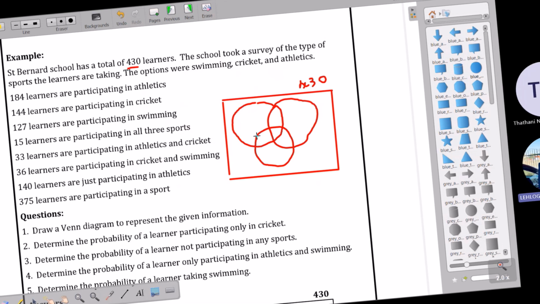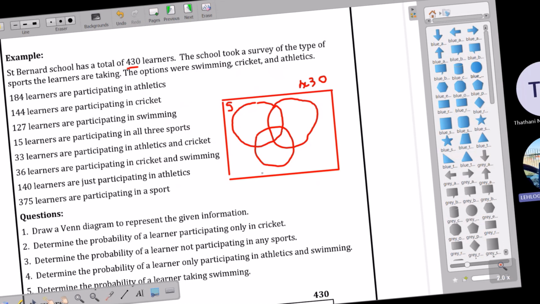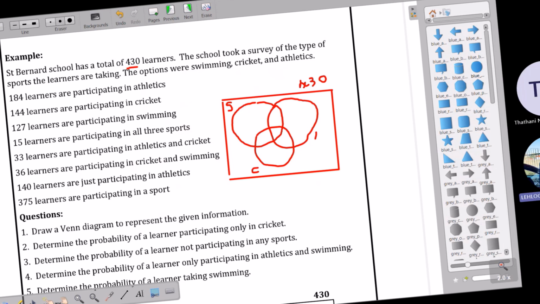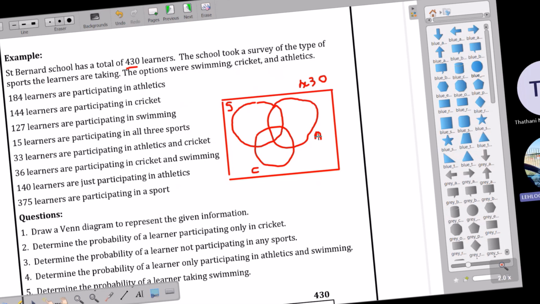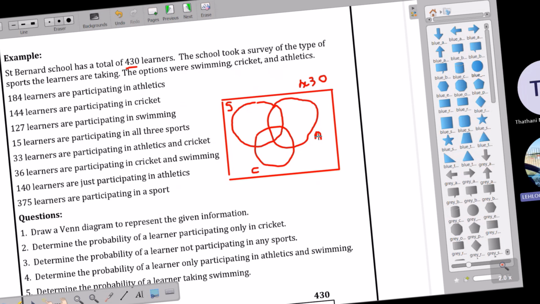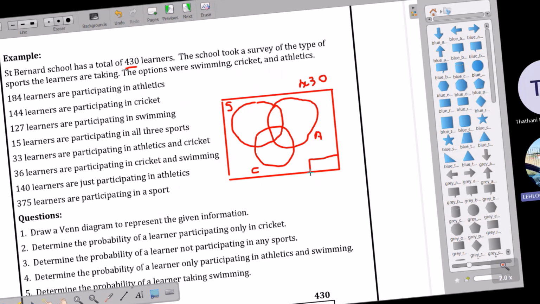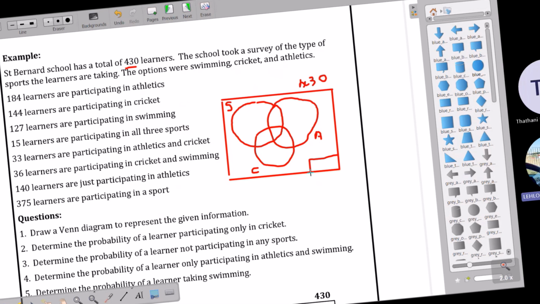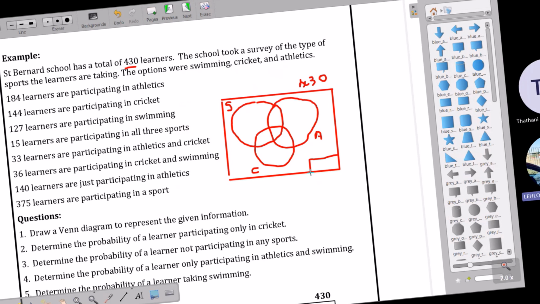Okay, I will represent swimming as S, and cricket as C, and athletics as capital letter A. Okay, good. So I'm having 3 events. That is my Venn diagram sample for now. Here I'm going to put the number of those who are not participating, for clarity. I haven't yet read the statement further. I just figured out there are 3 events. And I'm not even sure that the 3 circles are touching one another.